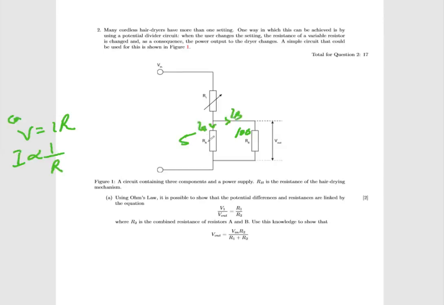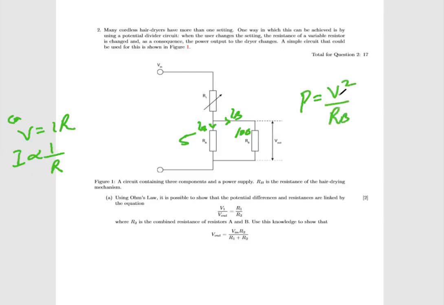Different. Here resistance is less, so IA will be high. IA will have a higher value. Here resistance is greater, so IB will have a lower value. Power dissipated in this resistor will be different from the power dissipated in this resistor. So your power dissipated across RB will be equal to, you will use this formula, P is equal to V squared by RB.